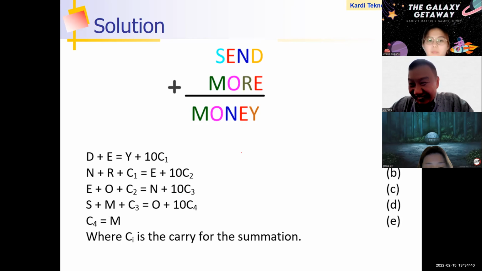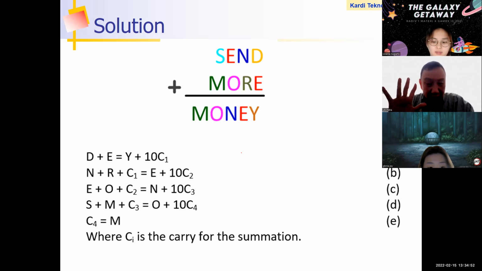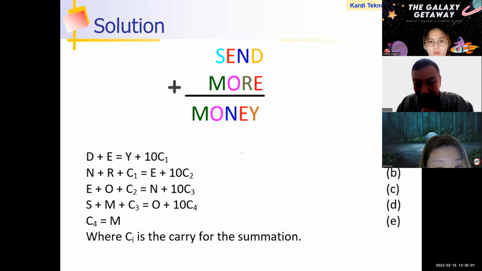How do you solve this? If you have all these equations, how many? So 1, 2, 3, 4, 5. You have 5 equations and how many unknowns? So you have 1, 2, 3, 4, 5, 6, 7, 8. Is that 8? 8 plus 4, so 12. 12 unknowns. Right? Because we have 4 carries. So how do you solve this?